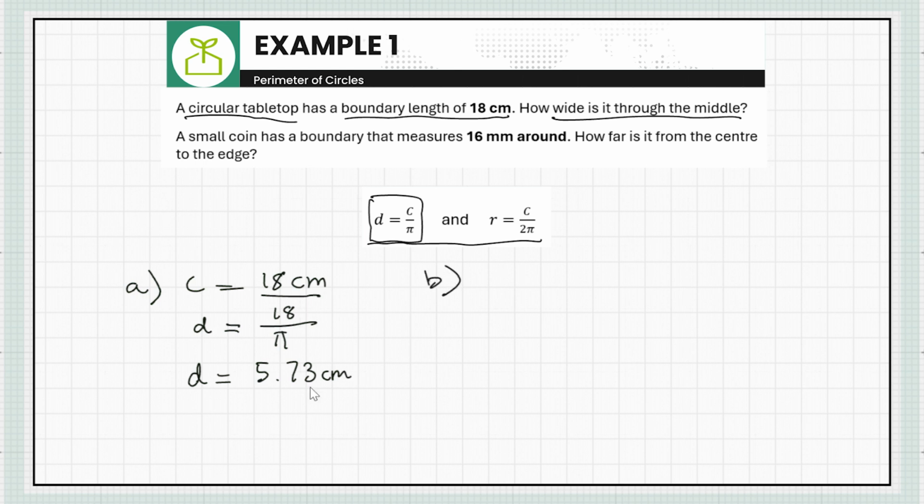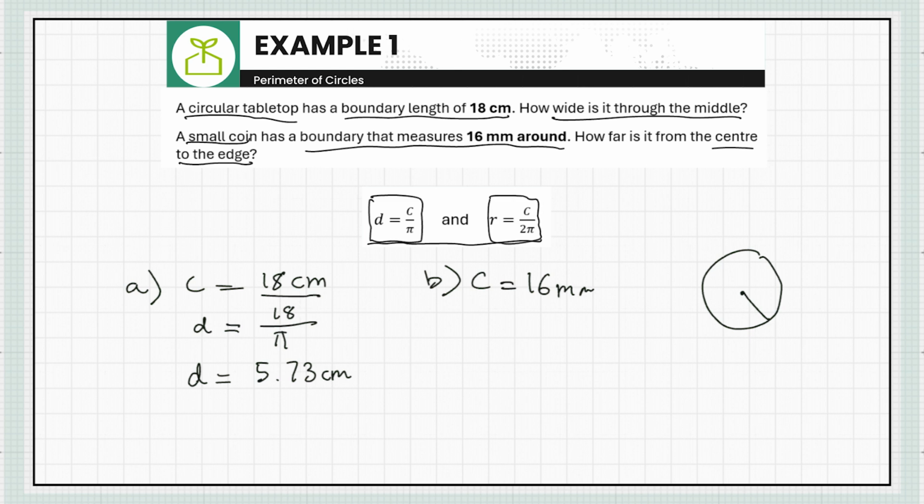Alright, if we look at B, we have a small coin, so another circular object that measures 16 millimeters all the way around, so our circumference is equal to 16 millimeters. How far is it from the center to the edge? Now if you think about a circle, if we go from the center to the edge, that's just our radius. So our radius is going to use this formula here, where r is equal to our circumference, which is 16, divided by 2 pi.